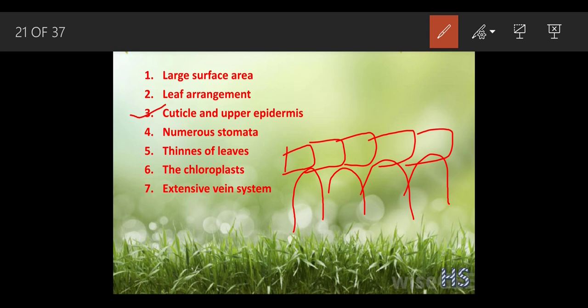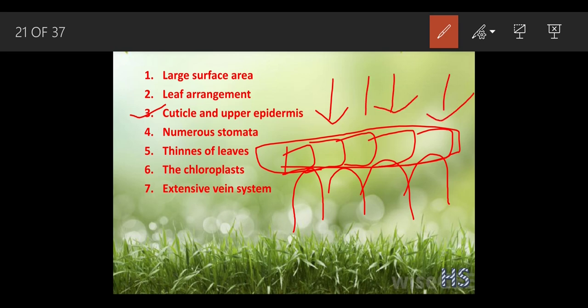This cuticle, the above one, should be transparent and waterproof. Waterproof means the plant should not lose water from the cuticle. If the plant loses water, definitely the rate of photosynthesis will decrease. So that is why it should be waterproof, so that it can allow a lot of sunlight. As this cuticle allows a lot of sunlight to pass in, there will definitely be a greater chance of photosynthesis.